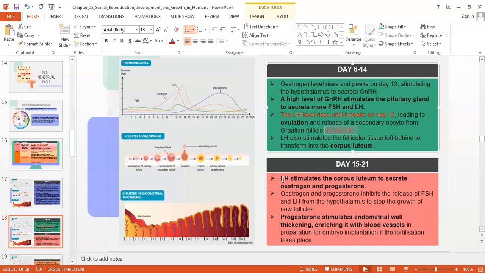And then day 15 to 21, the luteinizing hormone stimulates the corpus luteum to secrete estrogen and progesterone. Okay, dua hormon estrogen dan progesterone ni sangat penting. Dan corpus luteum dihasilkan daripada Graafian follicle tadi. Dihasilkan daripada follicular tissue yang ditinggalkan daripada secondary oocyte yang encapsulated the secondary oocyte.